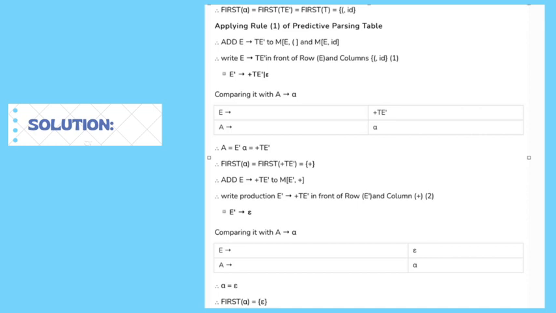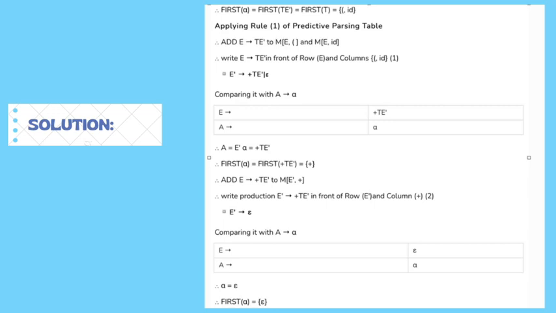First of alpha is equal to first of T E dash is equal to first of T is equal to bracket open, id. Applying rule 1 of the predictive parsing table, add E tends to T E dash to M of E comma bracket open and M of E comma id. Write E tends to T E dash in front of row E and columns bracket open and id.